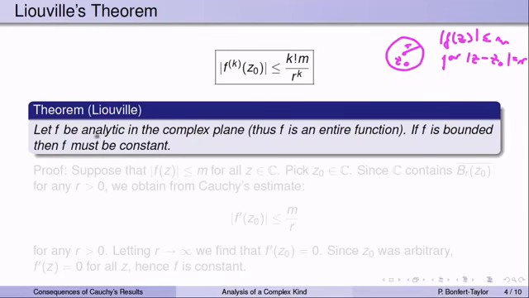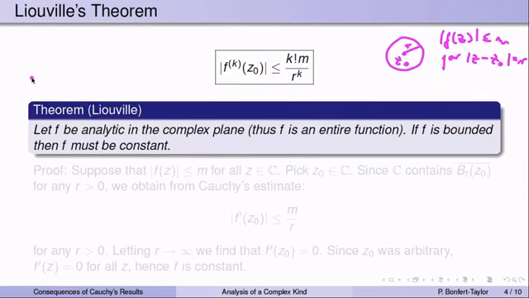The consequence is Liouville's theorem. Suppose f is an analytic function in the entire complex plane. We call those entire functions because it's analytic not just in a subset, but in the entire complex plane. If this function f is bounded, then it must be constant. Now this is a totally amazing theorem. It says that there are no non-constant bounded functions that are analytic in the entire complex plane. As soon as you're analytic in the entire complex plane, you can't be bounded.